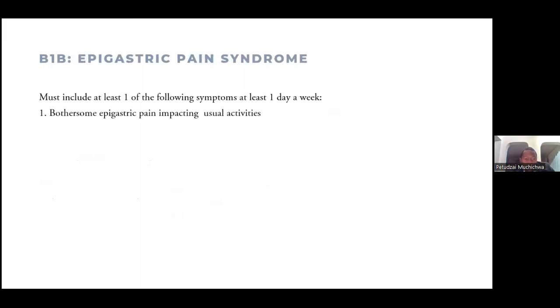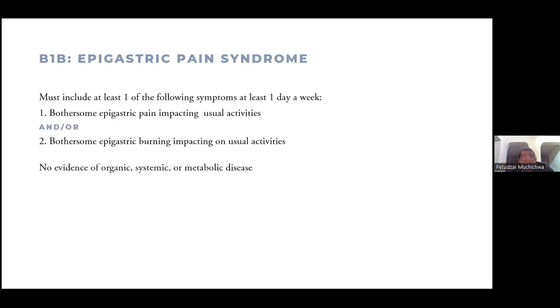Then the next category will be epigastric pain syndrome. This must include at least one of the following, at least 1 day per week: bothersome epigastric pain impacting usual activities, and/or bothersome epigastric burning impacting usual activities. There should be no evidence of organic, systemic, or metabolic disease.